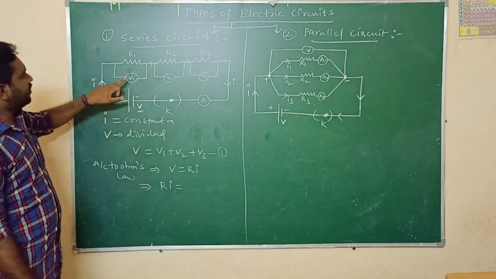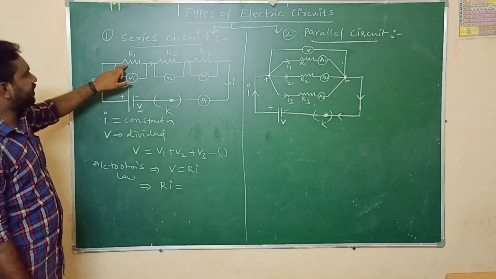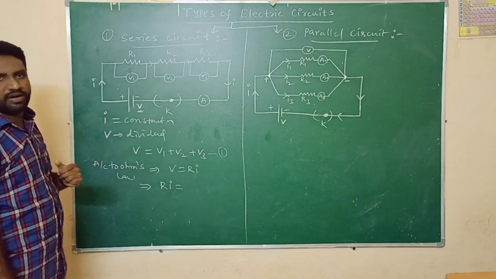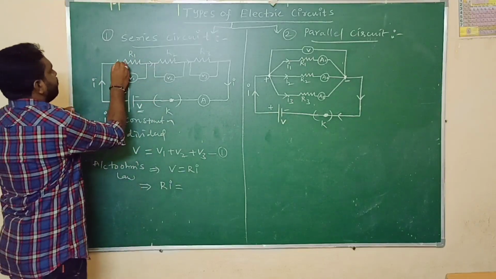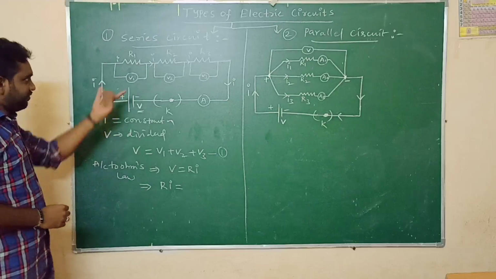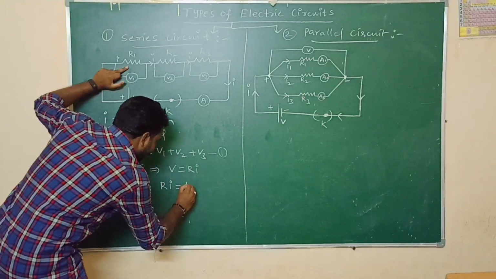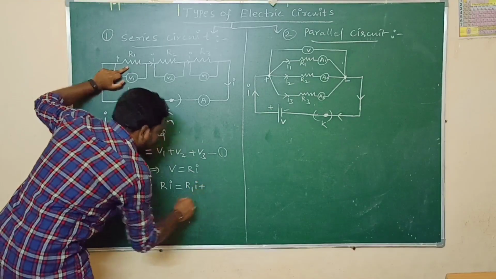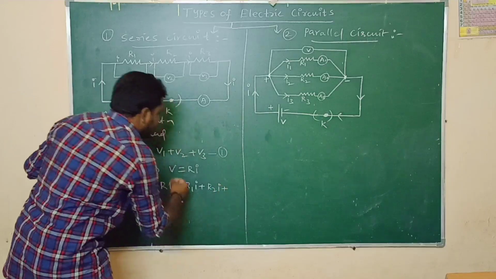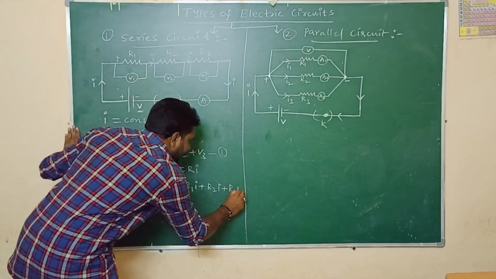V1 is nothing but the potential difference across resistor 1. So we have to write the resistance of the first resistor, which is R1. Current remains the same everywhere, so we don't need to change the value of the current. So V1 equals R1 into I. At the same time, V2 equals R2 into I. Similarly, V3 equals the resistance of the third resistor, R3, into current.